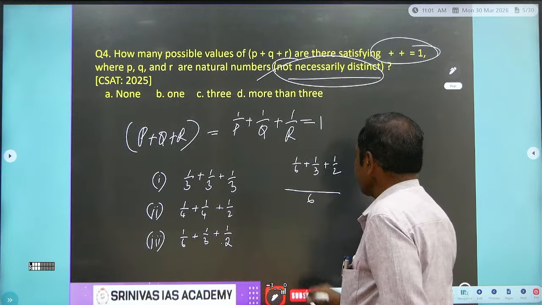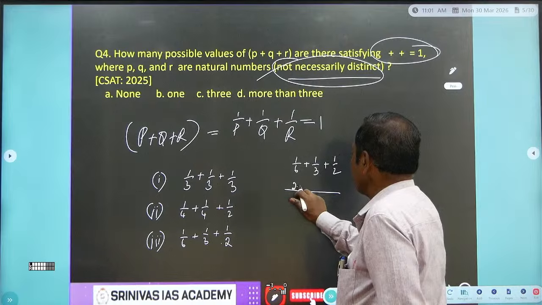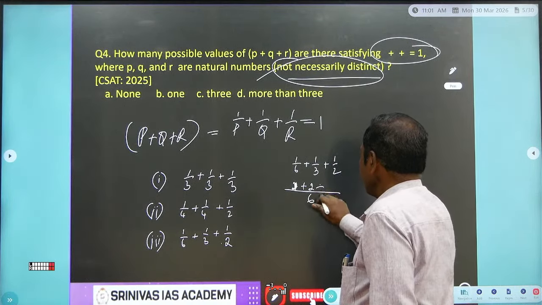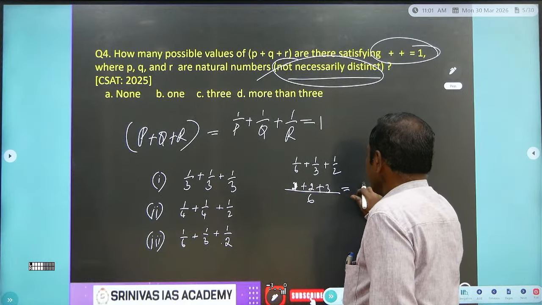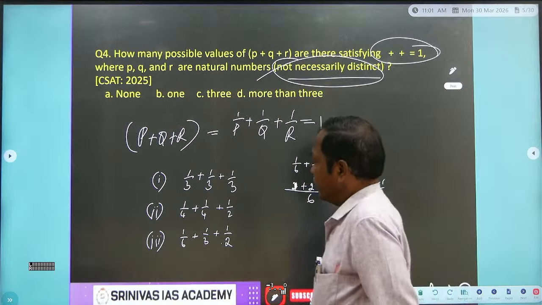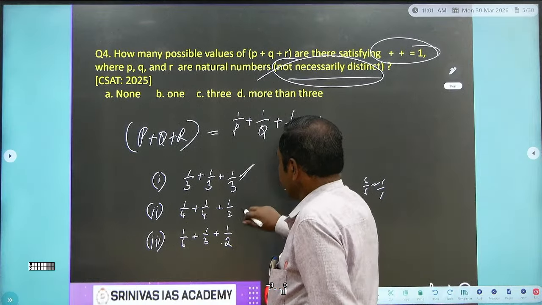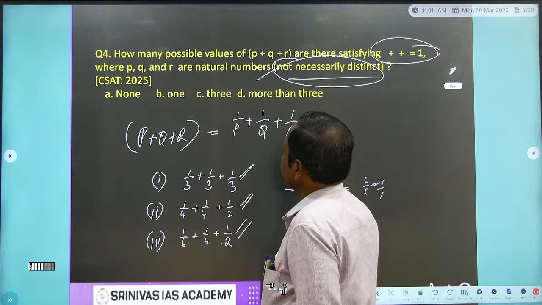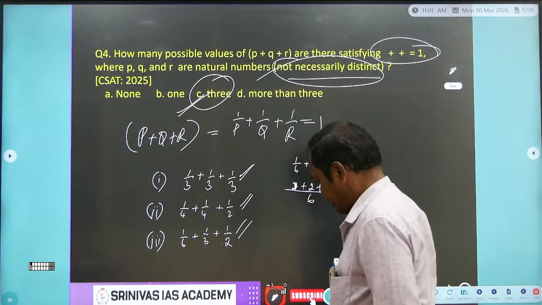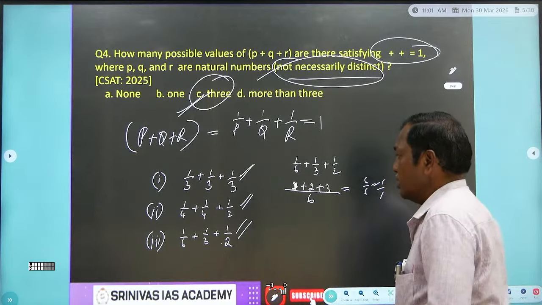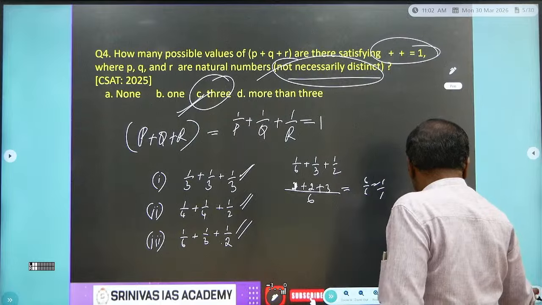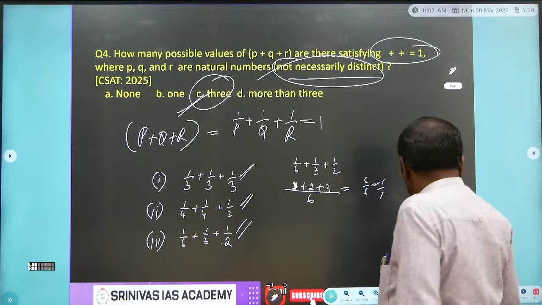What is the LCM? 6. So 1 plus 2 plus 3, that is 6 by 6, which is 1 by 1. That's right. Wonderful, and this is right. So there are 3 possibilities. Option C is the right one. Good, like that should happen. Okay, next one.